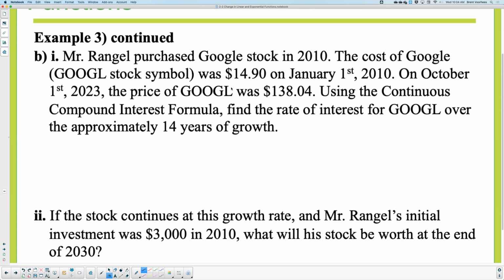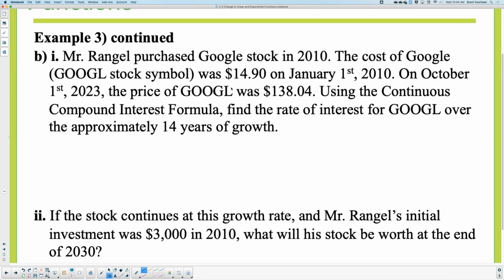It was $14.90 on January 1st, 2010. On October 1st, 2023, the price of Google was $138.04. Now, here's the deal with Google. Does Google make money only once a month? No. Do they make it once a day? No. How do they make money? Every second. All the time.